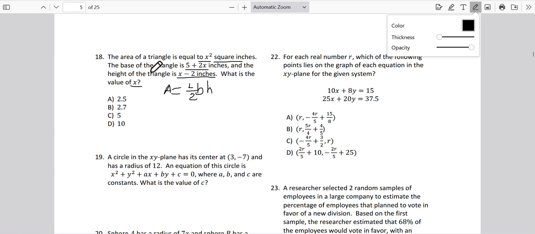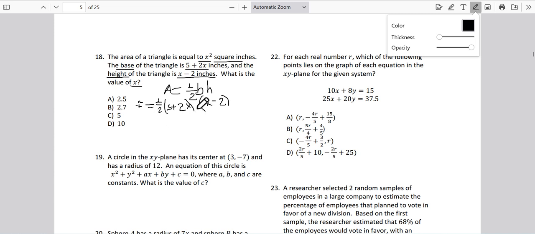So we have the area of the triangle, it gives x squared, right? So x squared is equal to 1/2 times our base, which is 5 plus 2x, right? And our height is x minus 2. Here it is, x minus 2.